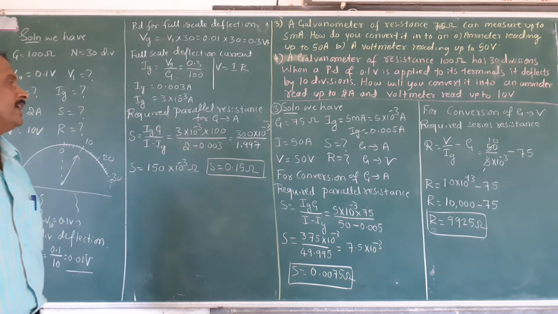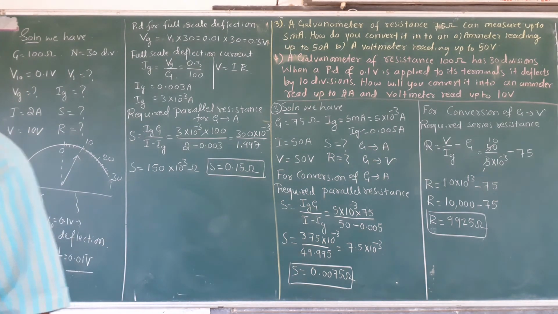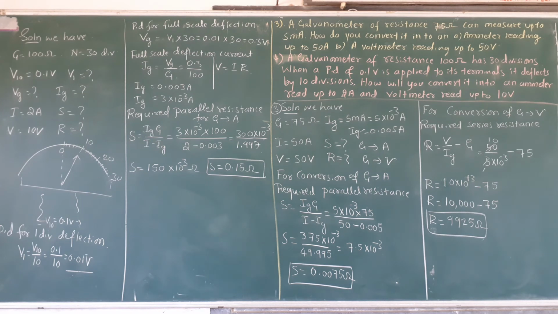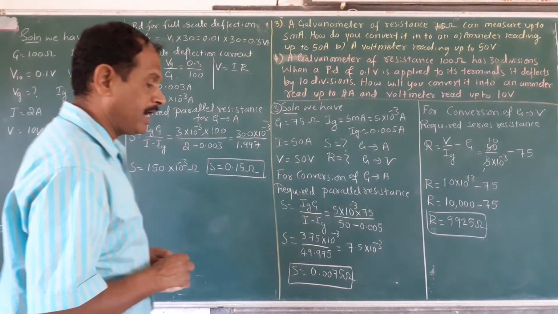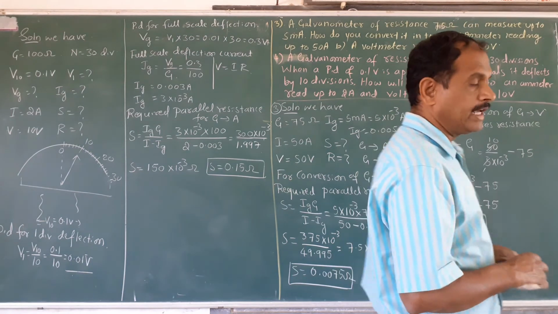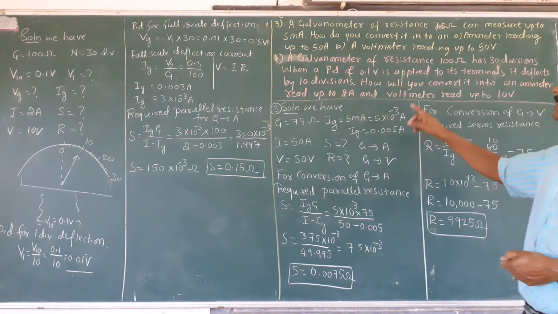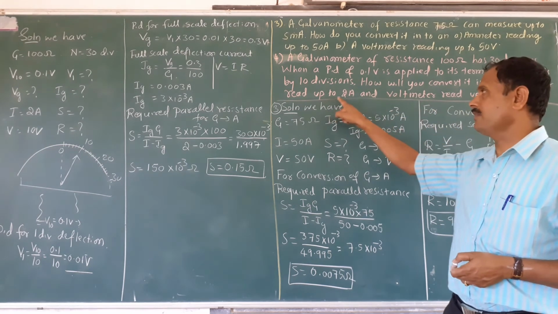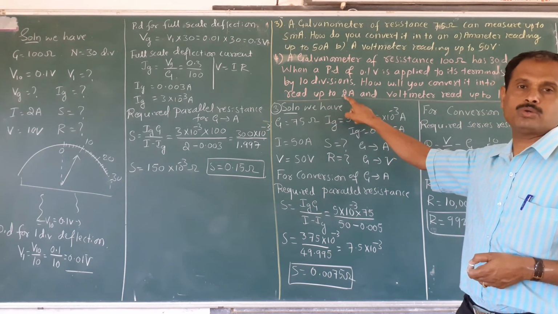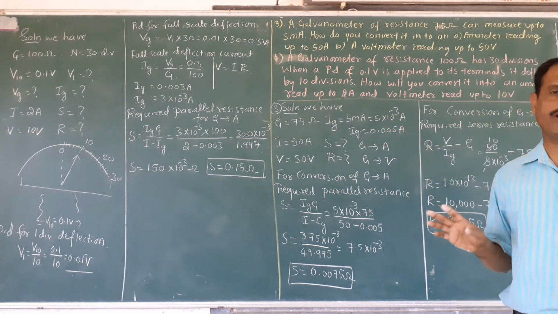You should have tried the statement. How do you convert? A small resistance of 0.15 ohm is connected in parallel with the galvanometer. Then it is converted into an ammeter of range 0 to 2 ampere. Like that you have to write.